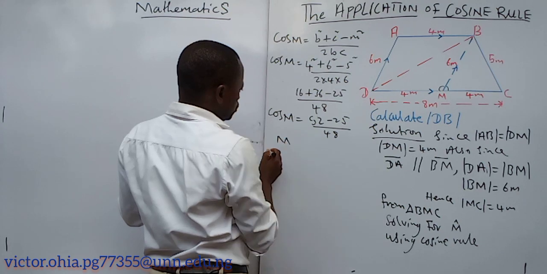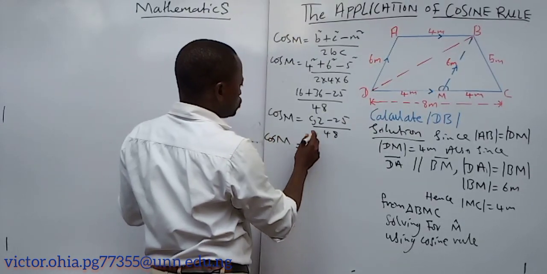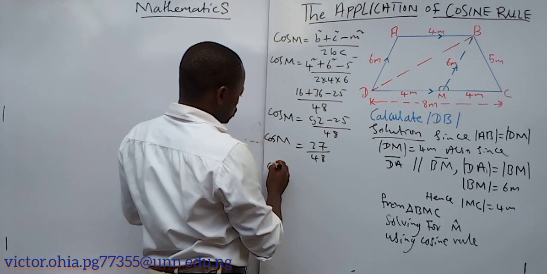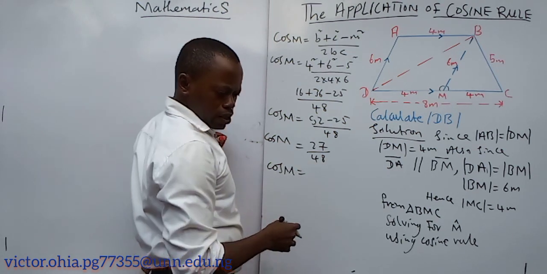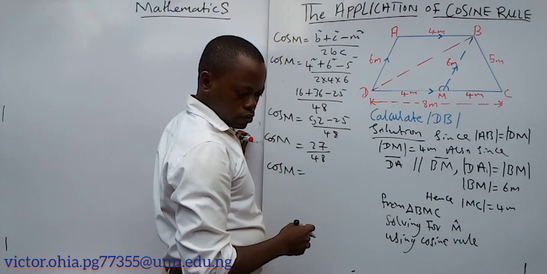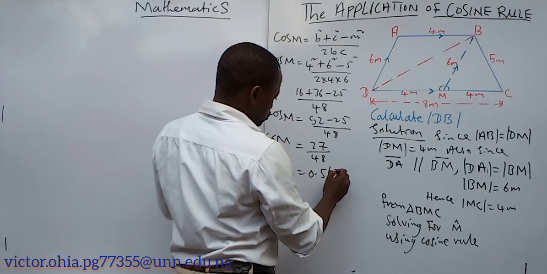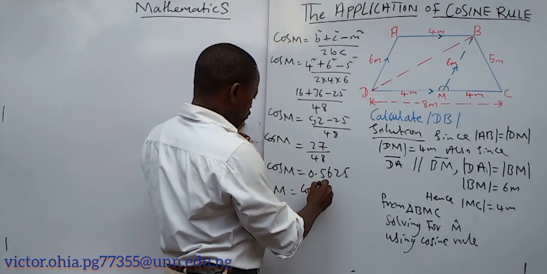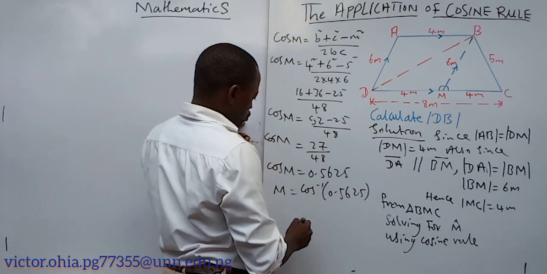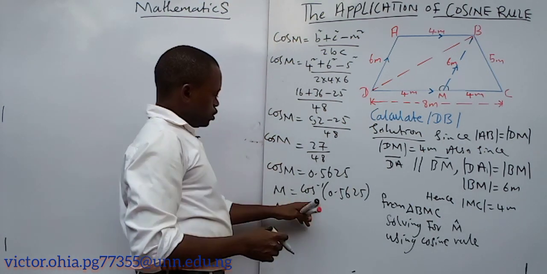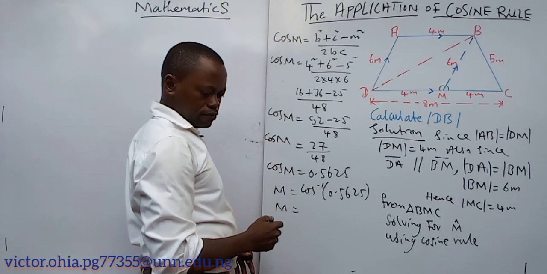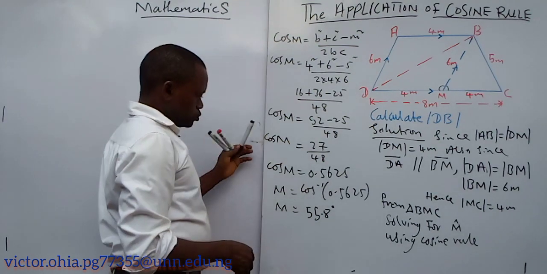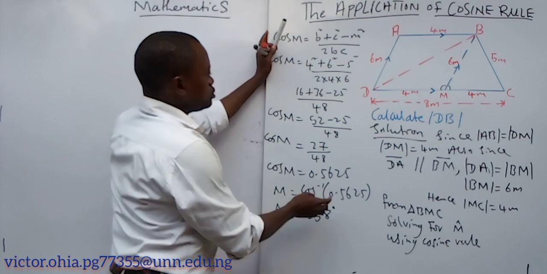So we have M. Let me put cos for now. Cos M equals to 52 minus 25 will give us 27 over 48, which will give us, change this into decimal, and that by my calculation is going to give us 0.5625. Okay, so M is equals to cos inverse of 0.5625. If you take the cos inverse of this, it will give you 55.8 degrees. Okay, so this is the value you are going to obtain here.